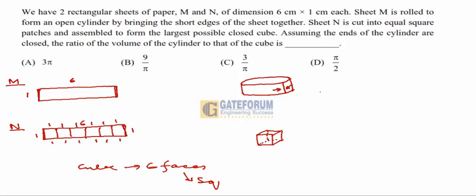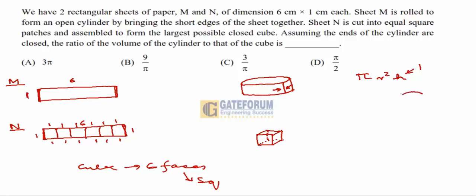Now let us find out what they have asked. Assuming the ends of the cylinder are closed, the ratio of the volume of the cylinder to that of the cube. I assume that these ends are closed. In that case, what is the volume of the cylinder? The volume of cylinder is given by pi r square h. Now I have to find out what r is. I know what h is, that is 1, because this is only h 1.